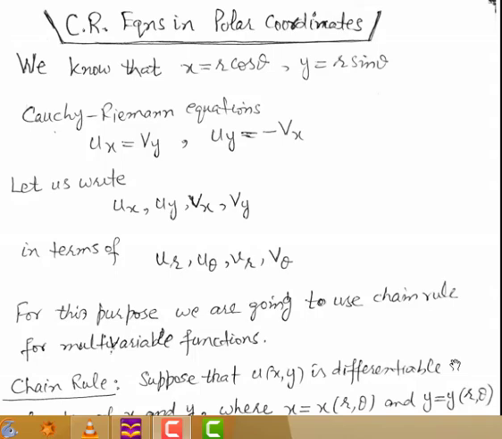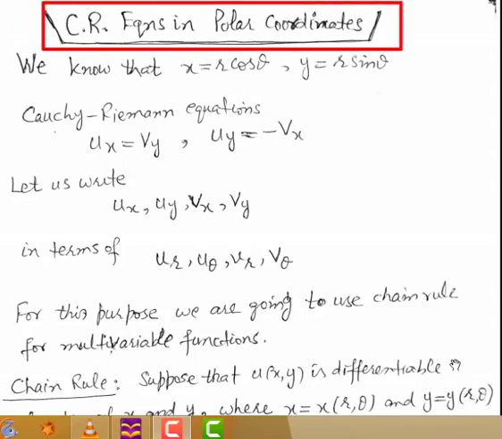Now, if a complex valued function is in polar form, then we need an equivalent form for CR equations in polar form. Let us derive CR equations in polar form.